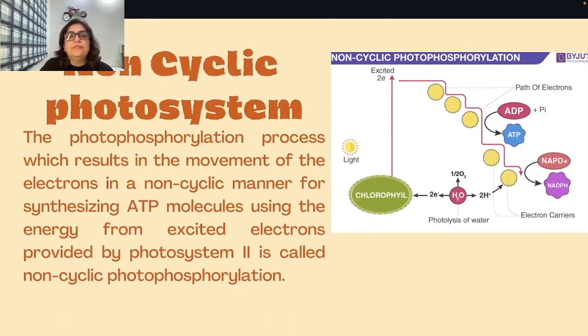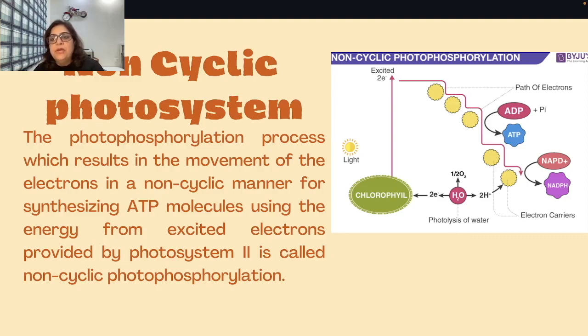Now this is photosystem 2. It is P680, the non-cyclic photosystem. Non-cyclic means the electrons are released from P680 but they do not come back. There is an electron hole in the reaction center, and that electron hole is filled by the photolysis of water. So this non-cyclic photophosphorylation is associated with the photolysis of water, and you can see in the figure that electrons are released and they go through a series of carrier molecules, and in this ATP is produced and NADPH is also produced.